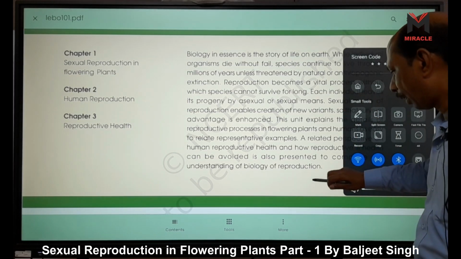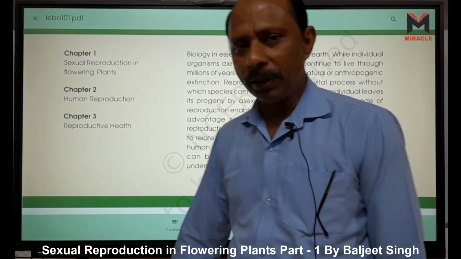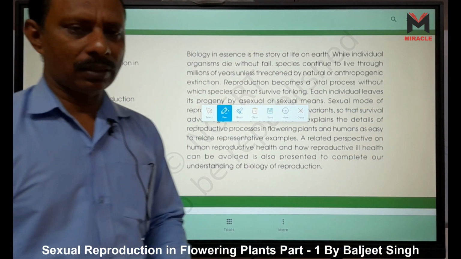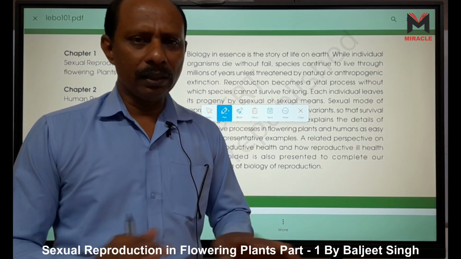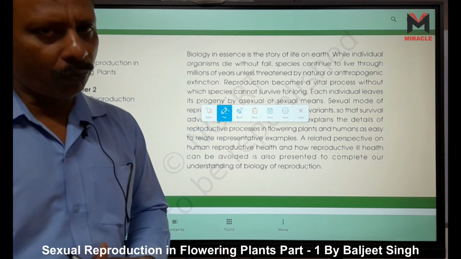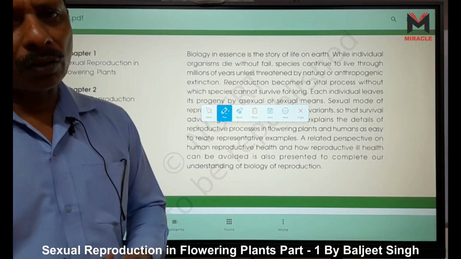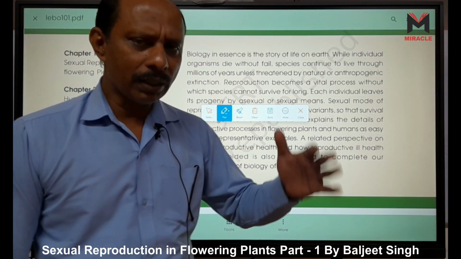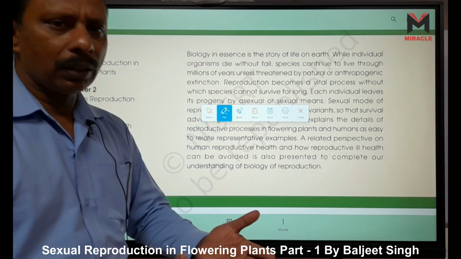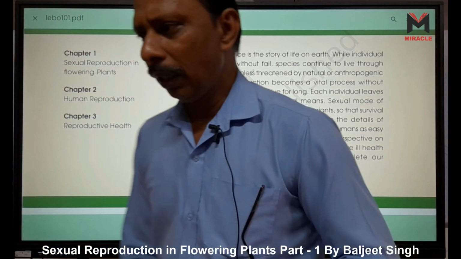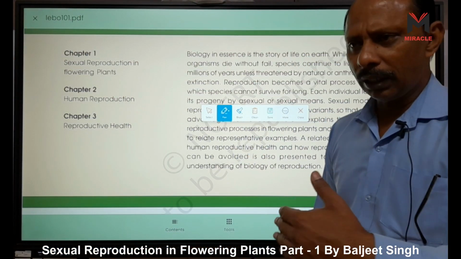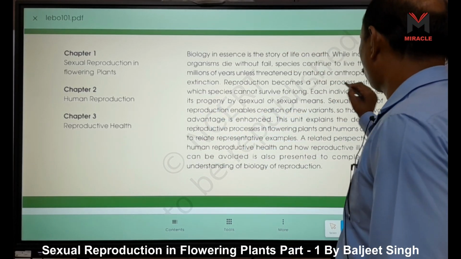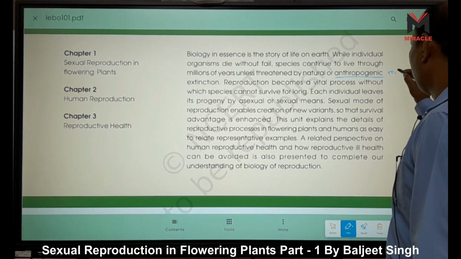Anthropogenic means what? Anthropogenic word means man-made, right? Because this time what happens? We use pesticides. Through pesticides, we kill the insects which are harmful to us, harmful to our plants or crops, right? When we destroy them, what happens? New offspring will come, right? How do new offspring come? Because they reproduce through sexual reproduction. Look here, anthropogenic means man-made.